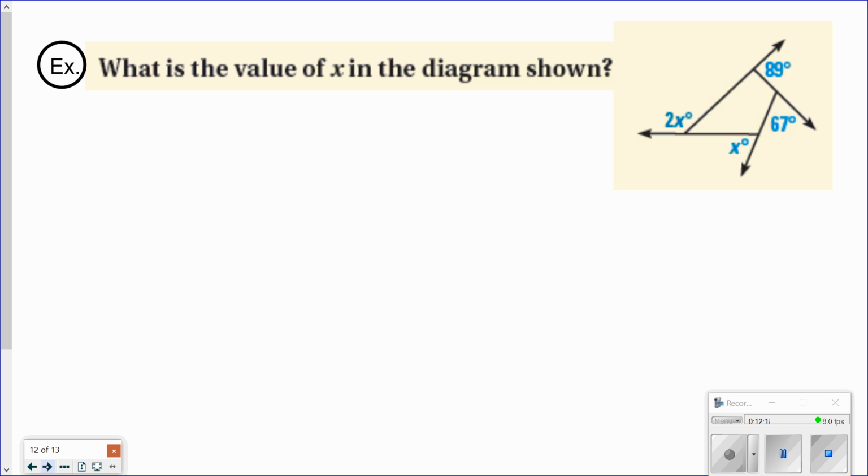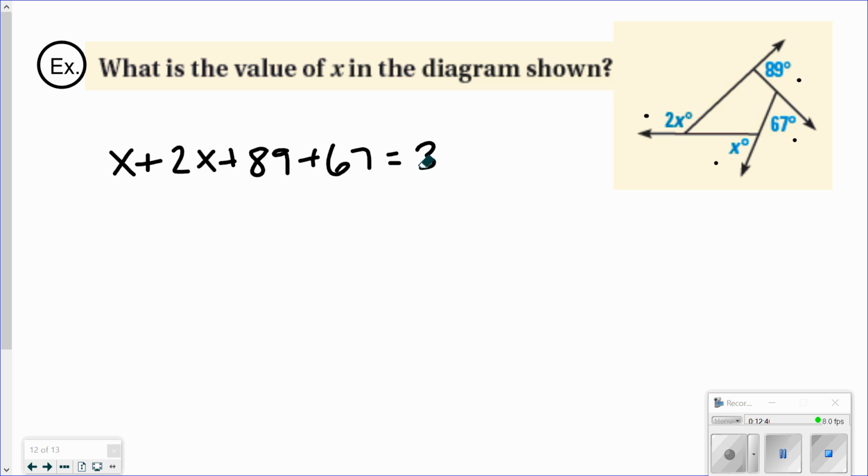So what is the value of x in this diagram? Well, looking at my picture, I notice that I'm looking at exterior angles. So since I'm looking at exterior angles, what will all those exterior angles add up to? 360. So I'll start at this angle here. I have x plus my next angle, 2x, plus my third angle, 89, plus my fourth angle, 67. That all is going to equal 360.